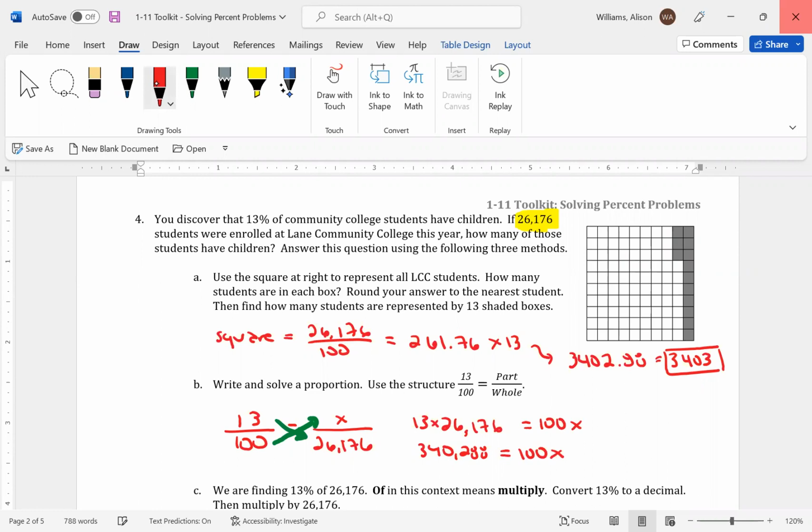And then to solve for x, I'm going to divide both sides by 100. So 340,288 divided by 100 is going to be 3,402.88, which I'm going to round to 3,403 since we're talking about students. That would be X. All right. So there's two ways to solve it. One's visual, one's using proportions, which we talked about.